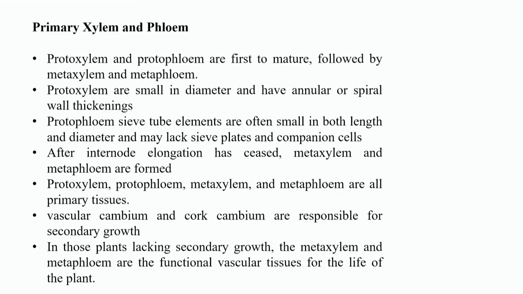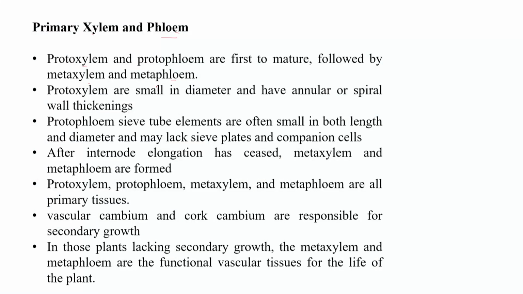Similarly, the primary xylem and primary phloem, we have discussed that protoxylem and protophloem will be followed by metaxylem and metaphloem. Initially, first of all, protoxylem will be formed, and then metaxylem. So protoxylem will have annular thickening, whereas metaxylem will have harder lignified structures. Similarly, in protophloem also you will have sieve tube elements, but companion cells will not be there because they are still growing and elongating. So these types of structures you will observe.